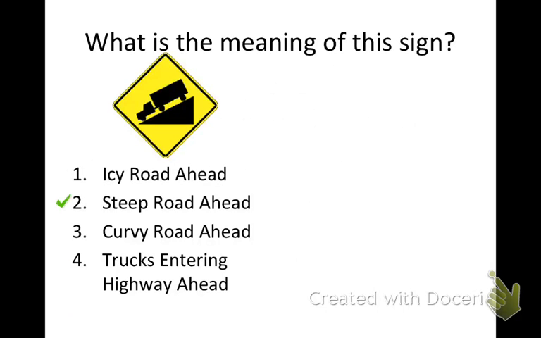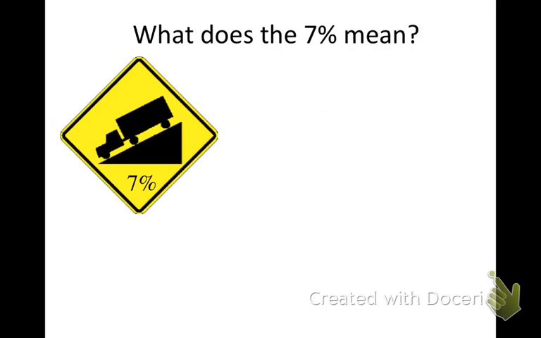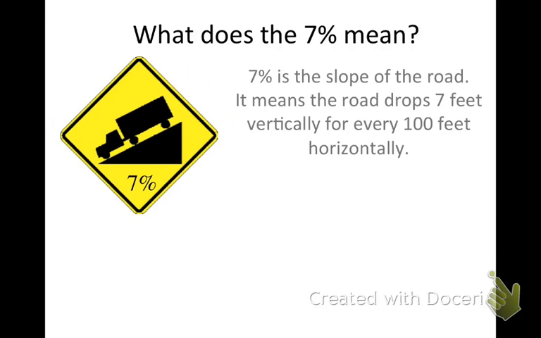Now, when we see this sign, usually you see a percentage with the sign. It says the sign, which means steep road ahead, and then it says 7%. The meaning of the 7% is this: the 7% is the slope of the road. It means it drops 7 feet vertically for every 100 feet horizontally. Or to show you a picture of it, it means that as you're going downhill, for every 100 feet that you travel horizontally, you have gone down 7 feet in elevation.